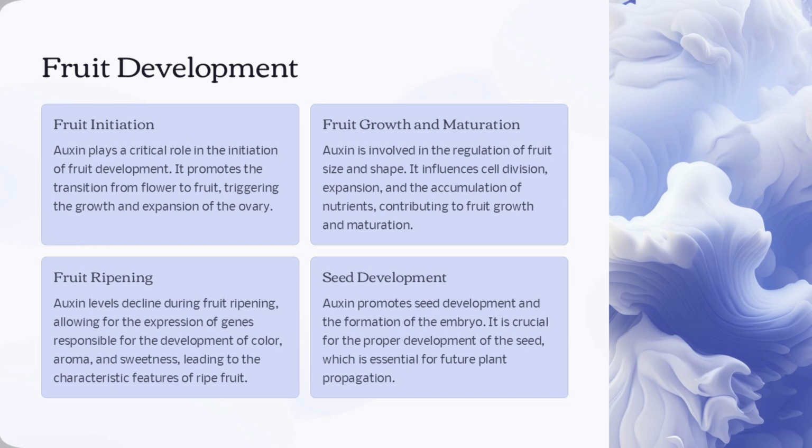As the fruit ripens, auxin levels decline, allowing for the expression of genes responsible for the development of color, aroma, and sweetness, leading to the characteristic features of ripe fruit. Auxin also promotes seed development and the formation of the embryo, which is crucial for future plant propagation.